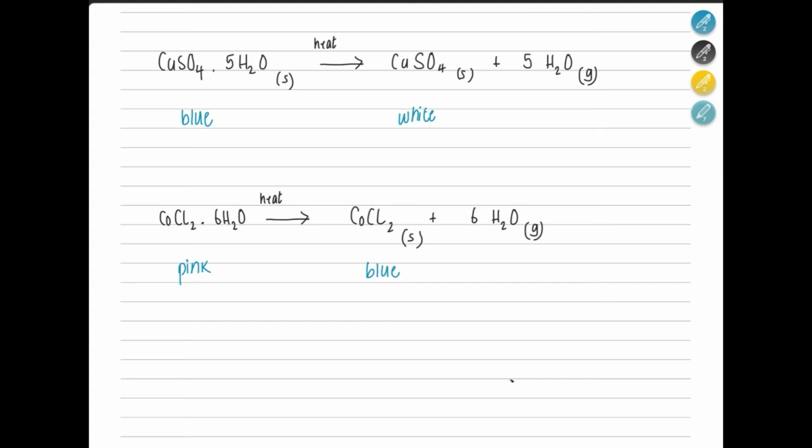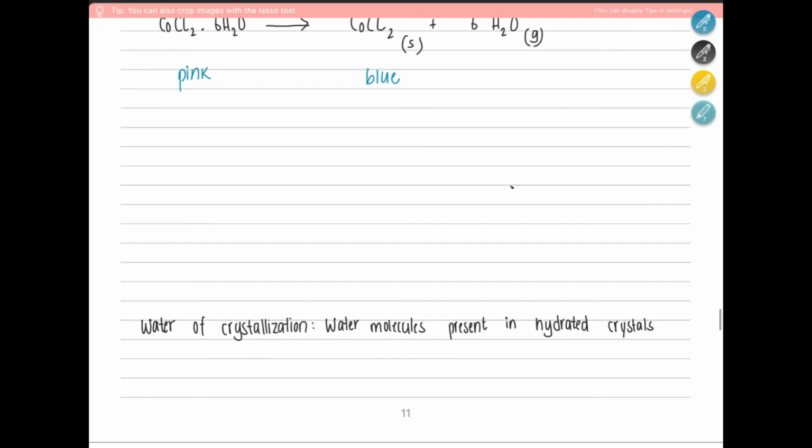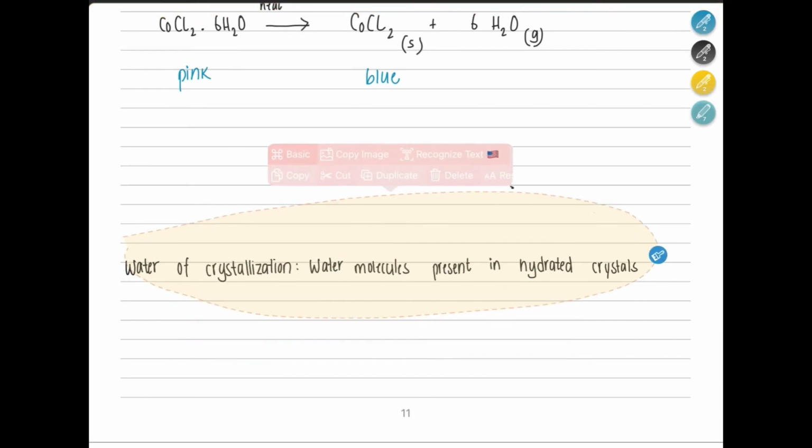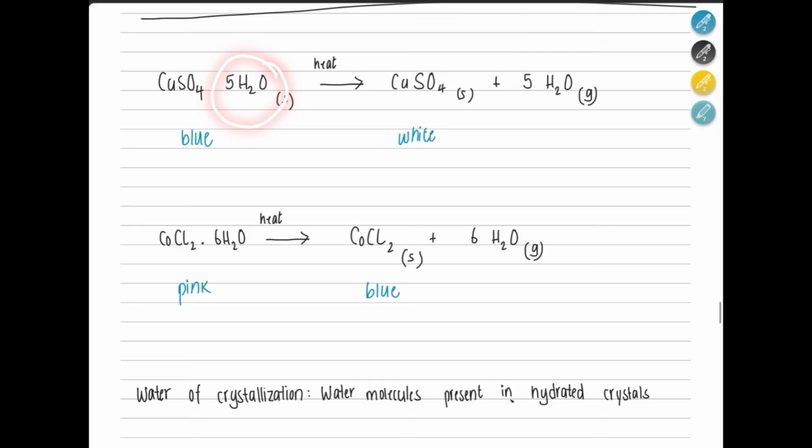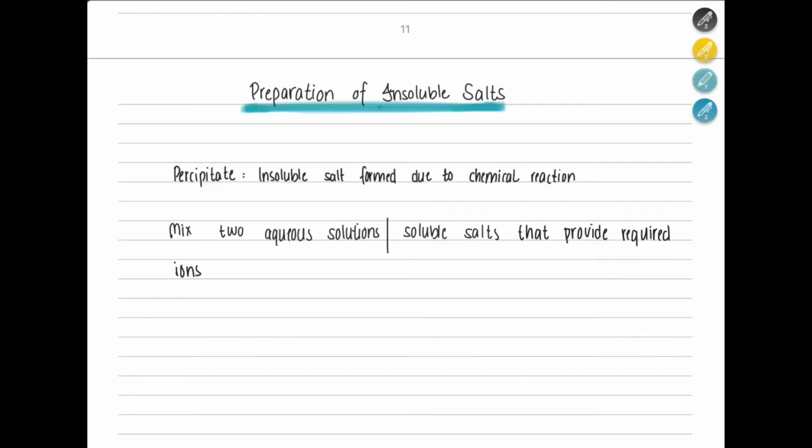Okay, so now let's introduce another important point, which is water of crystallization. Water of crystallization is basically the water molecules which are present in the hydrated crystals. So for us, these are the water of crystallization. And that's pretty much about it. We get these different colors because these are transition metals, right? That's why. Okay, now let's move on and talk about preparation of insoluble salts.